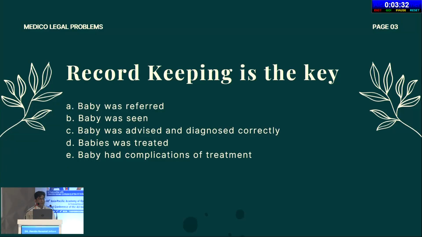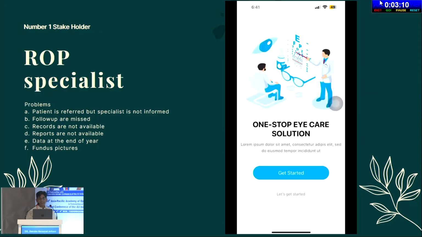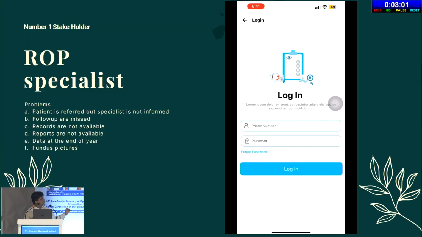When was the baby referred, whether the baby was seen by the ophthalmologist or not, what was he advised, was he diagnosed correctly, what was the treatment, what were the complications of the treatment. So basically the stakeholders in ROP screening are ROP specialists, that is us, ophthalmologists, neonatologists, and of course the parents, because it is their kids, so they are also interested in what is going on with these kids. So this is a simple solution where once you get started, there are three things on the front screen.